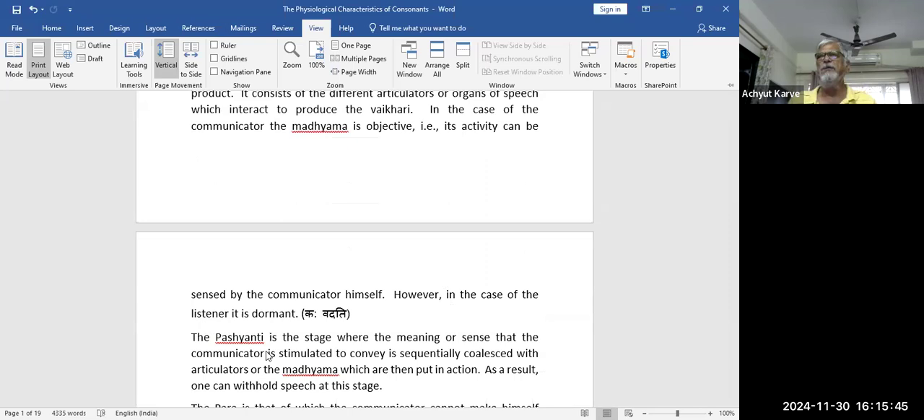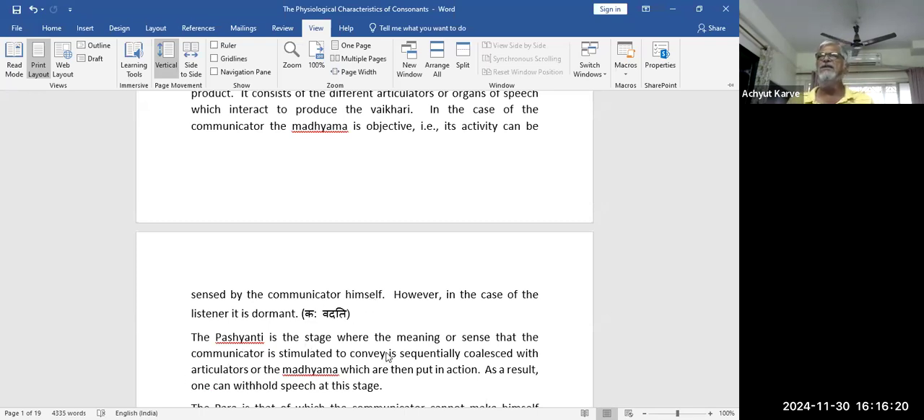That Madhyama is dormant. For example, when I say Kaha Vadati, the person who is listening doesn't only listen to the sound. Something more takes place in his mouth when he is listening to it. When I say Kaha, this is resonated in the Madhyama of the listener also. So this is important. Kaha Vadati. So the first three stages of the Vak are there in the communicator as well as in the listener.